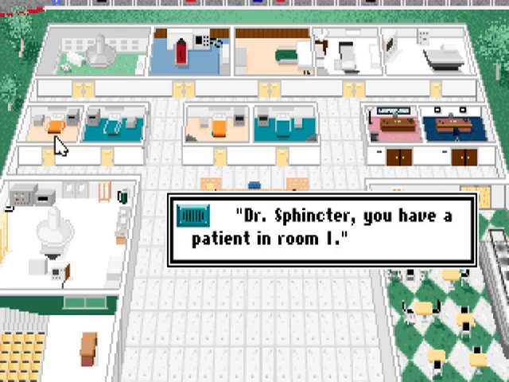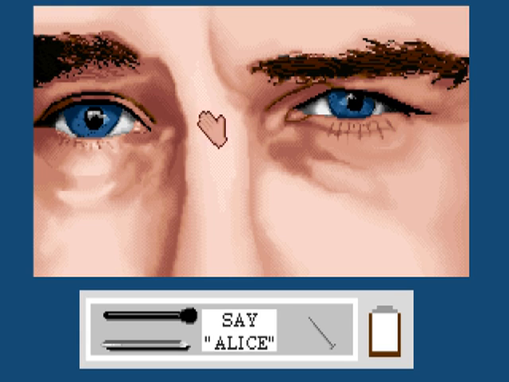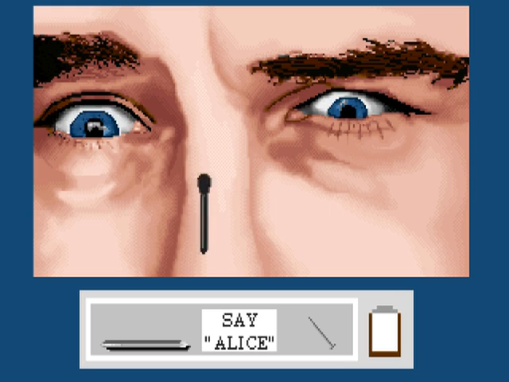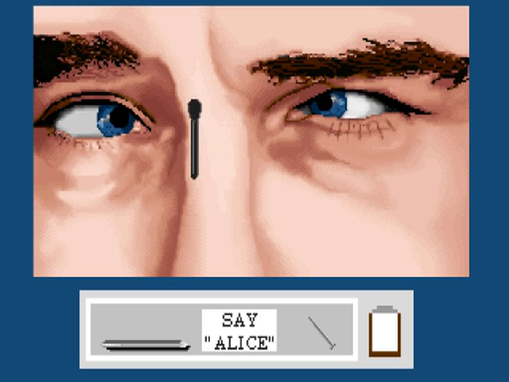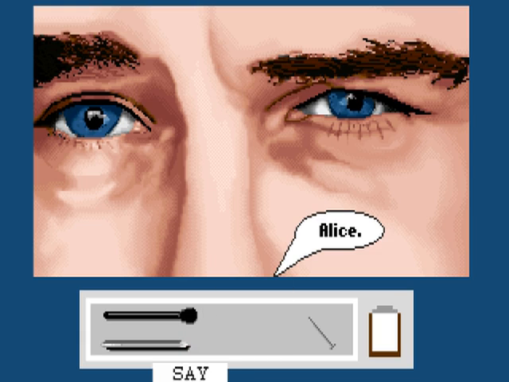Dr. Finker, you have a patient in room 1. Oh, she's back. Okay. Let's check the motor skills. They're working. Yes. And the light. The light. And the speech. Say Alice. Alice.